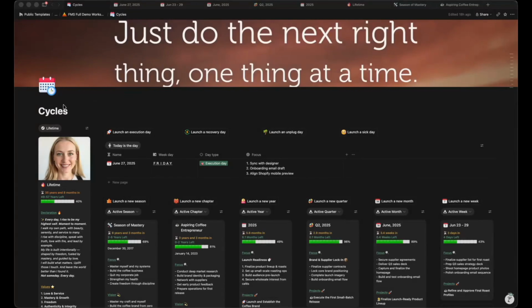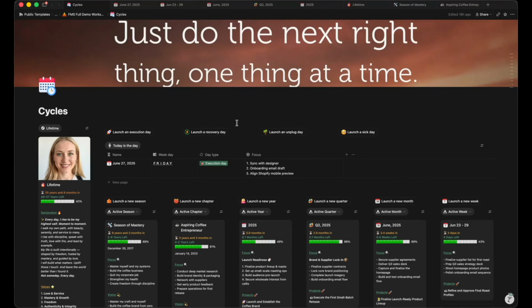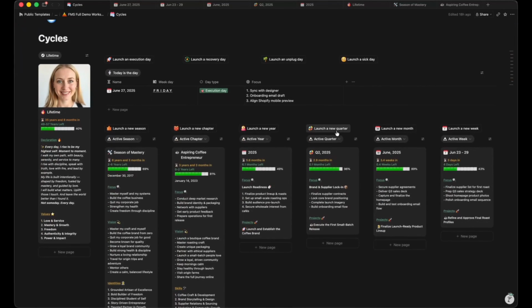In the cycles dashboard, if I hover over the sidebar, you're going to see that we have our 4 key primitives of modeling our life. We have our cycles, we have domains, effort, and knowledge. But as you know, the backbone of the entire system is the hierarchy of cycles. And this is what you can see here in the cycles dashboard. So all the current cycles from days to weeks to months to quarters and all the way to the entire lifetime, you can see it all in one place.